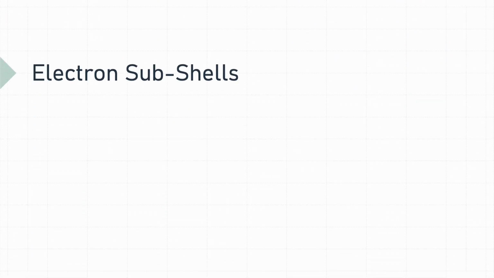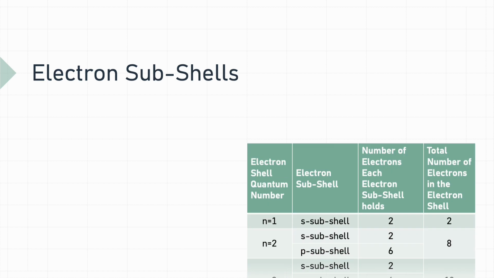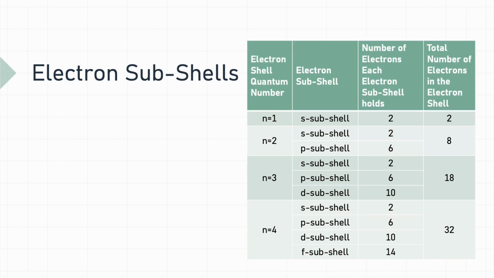The electron shells themselves are split into subshells. This lovely table here shows the first 4 electron shell quantum numbers and their electron subshells, and the number of electrons each electron subshell holds, and therefore the total number of electrons in each electron shell.